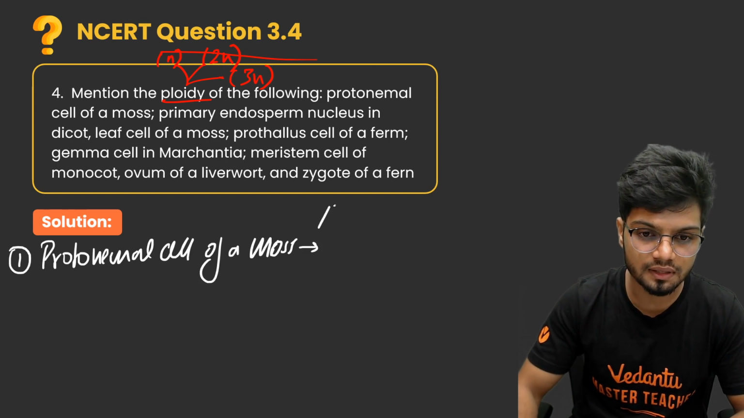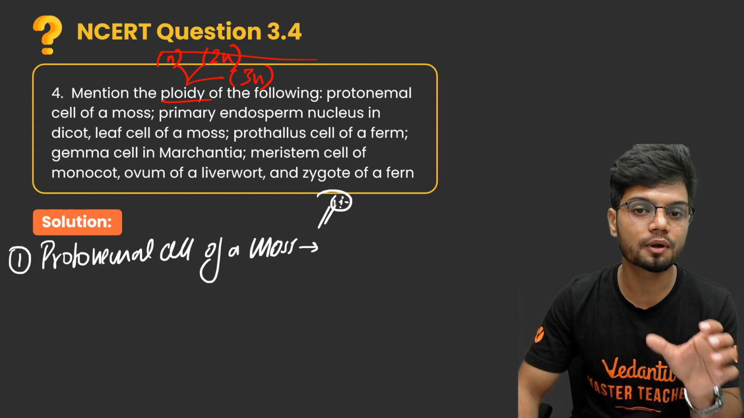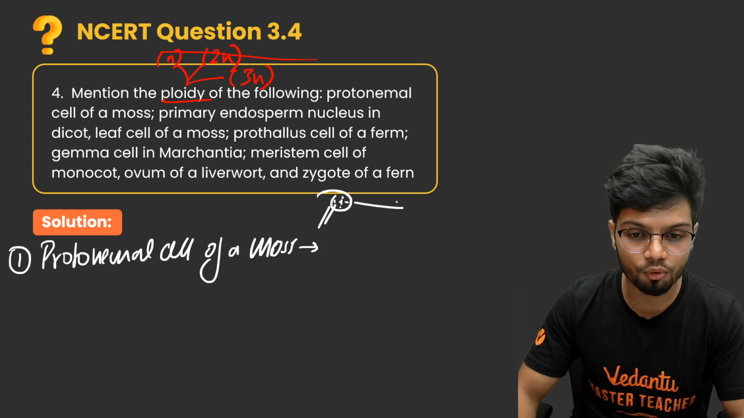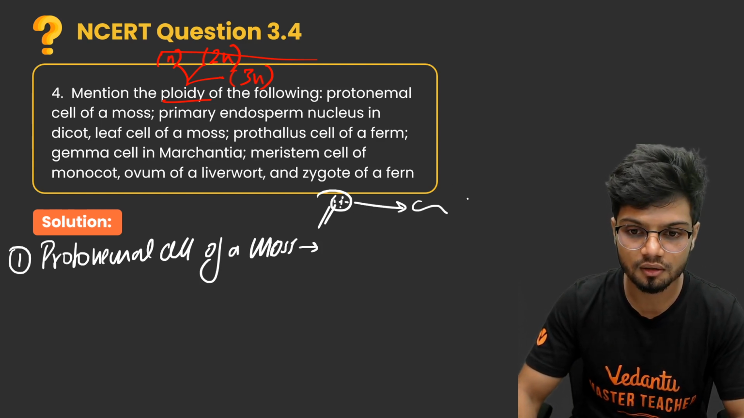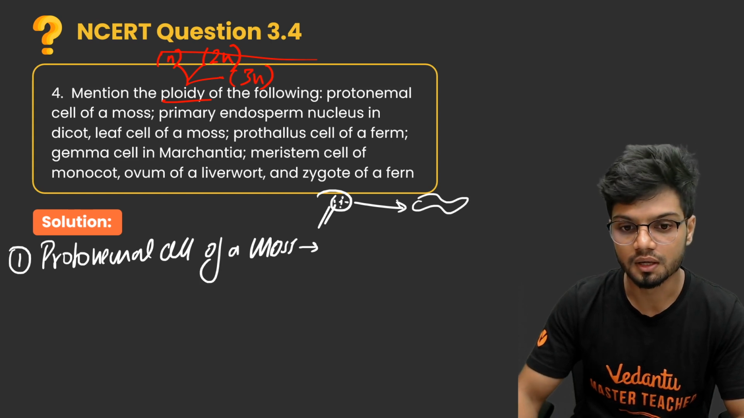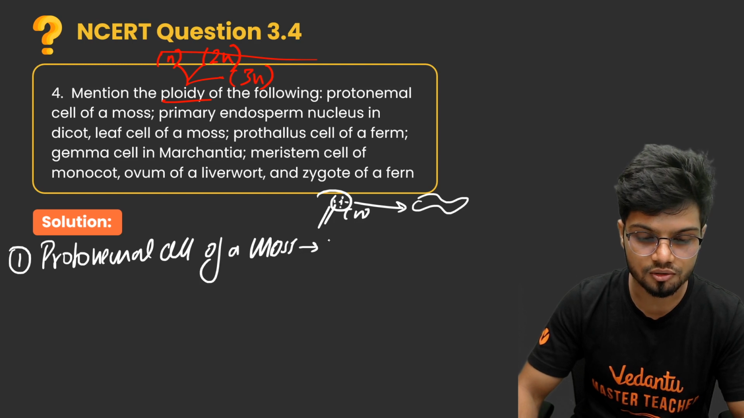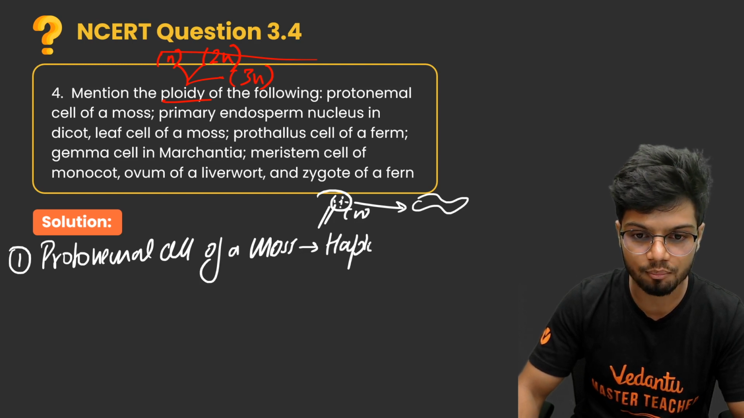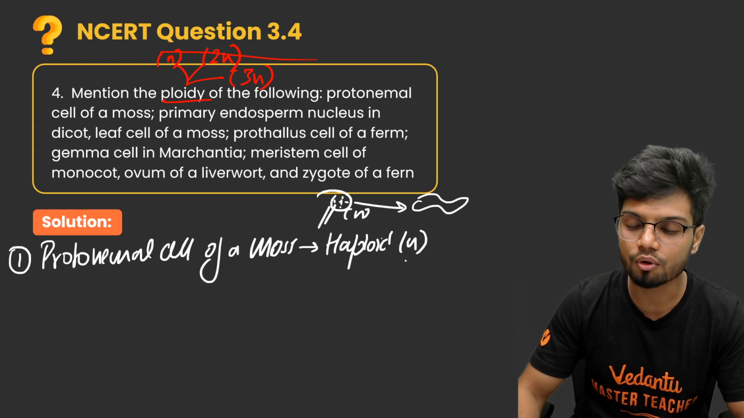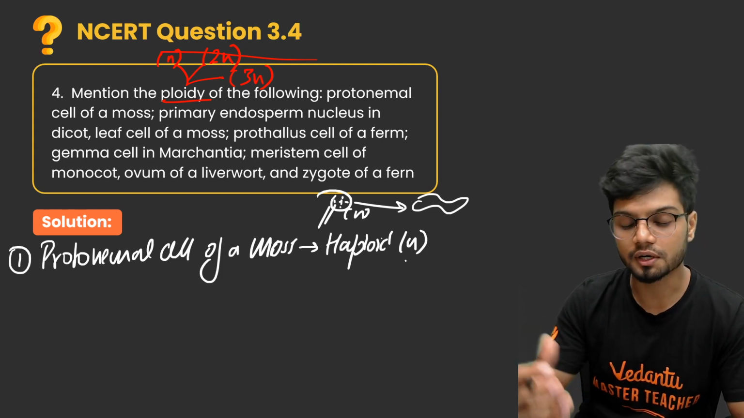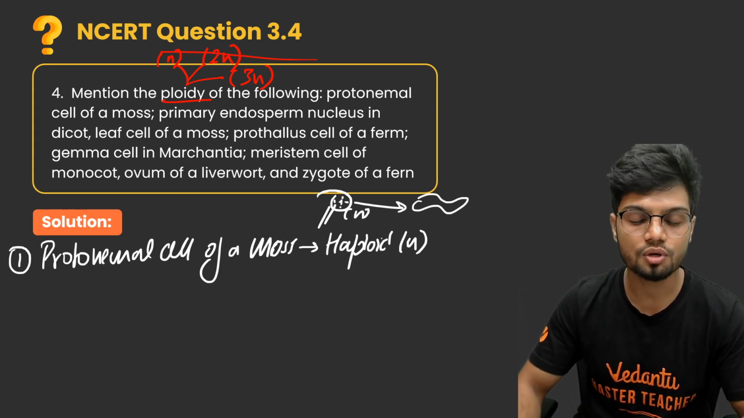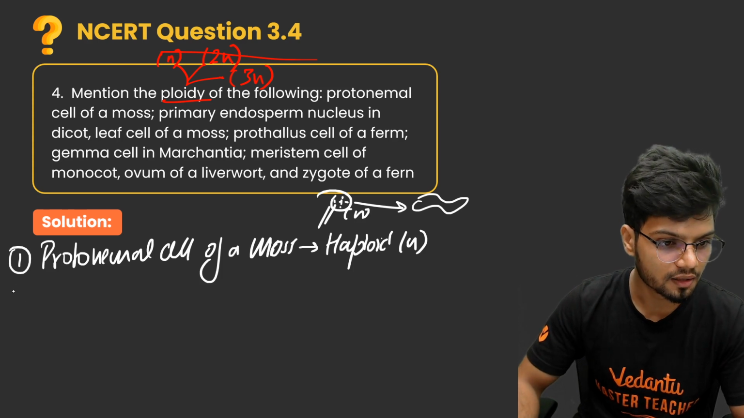So we have the capsule here. Inside the capsule we have the spores, which are produced as a result of meiosis. These spores give us the primary protonema. Now these spores are haploid in nature. Hence our protonema cells are also going to be haploid in nature. This is also haploid because the spores are also haploid, which undergo mitosis. Protonema cells are also haploid in nature. That's the first one.